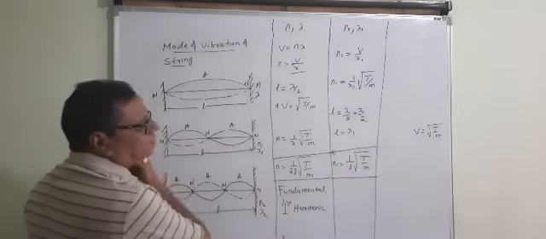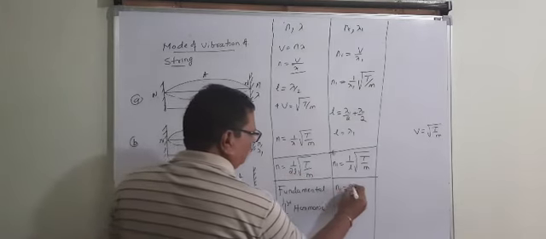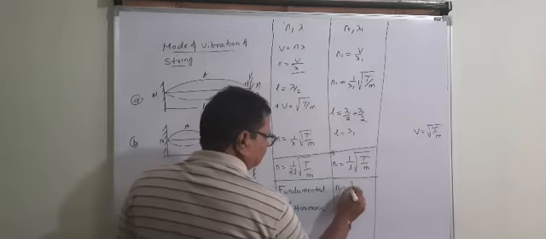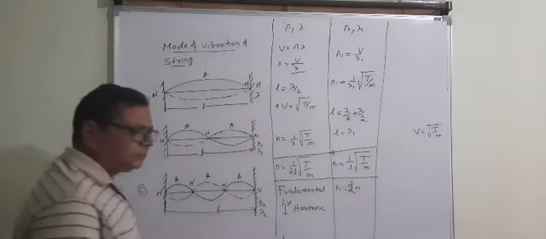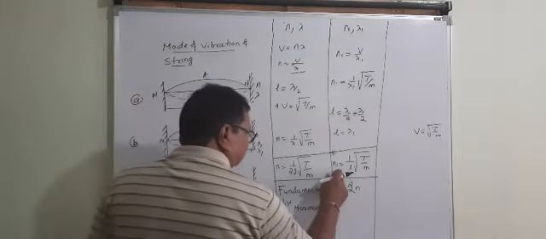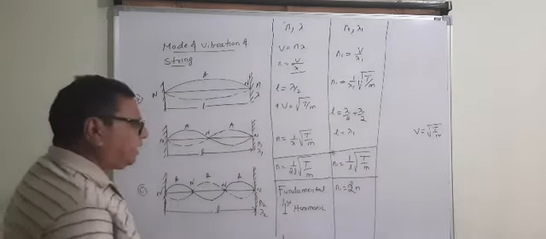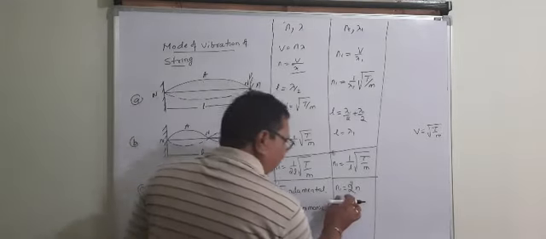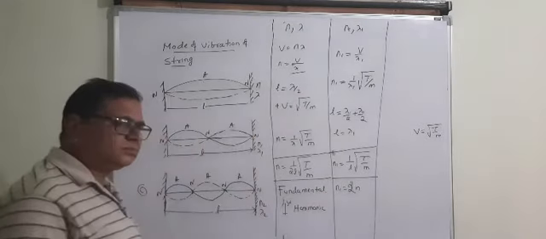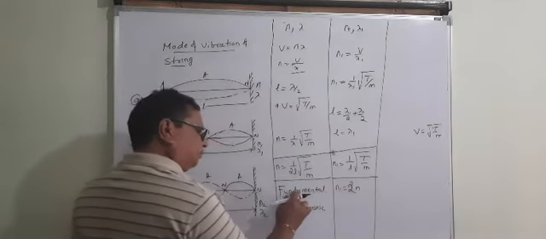If we compare these two equations, we get n1 is equal to 2n. If you compare the frequency in second mode, it is twice the frequency of fundamental mode, and it is also the next higher frequency than the fundamental mode.